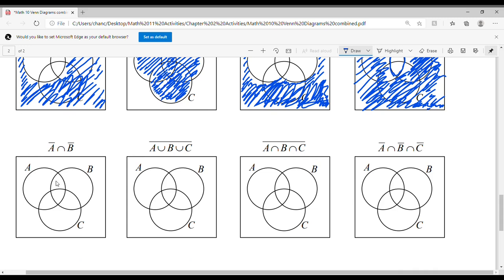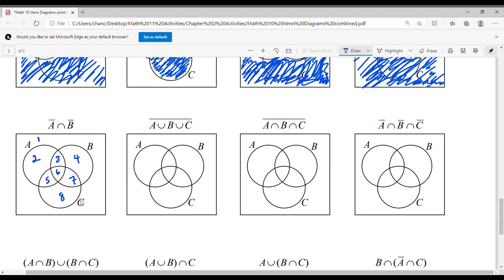For A complement intersect B complement, let's just go back to our technique with the regions. I'm going to label the outsides of all the circles as region 1, this as 2, 3, 4, 5, 6, 7, 8. Again, my numbers are random. You could do it in any order you want and still get the same answer.